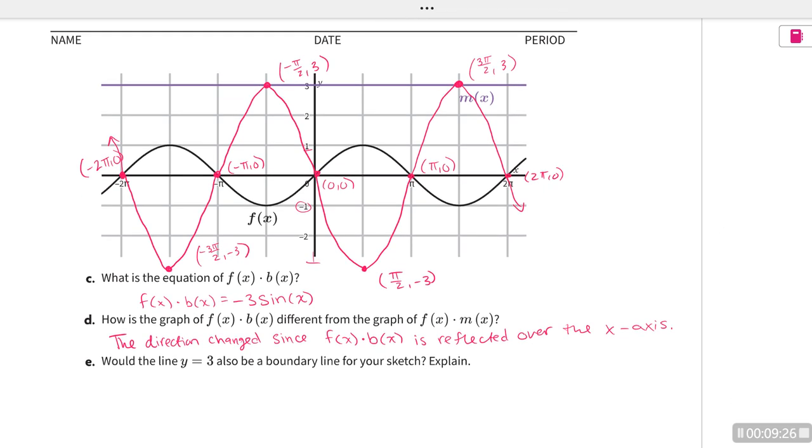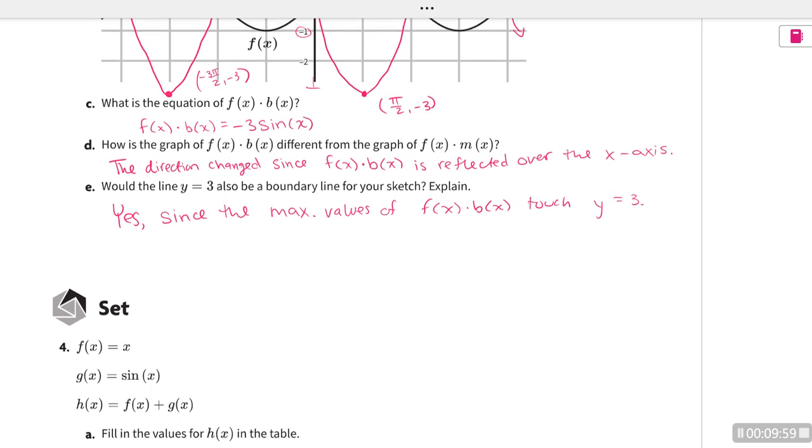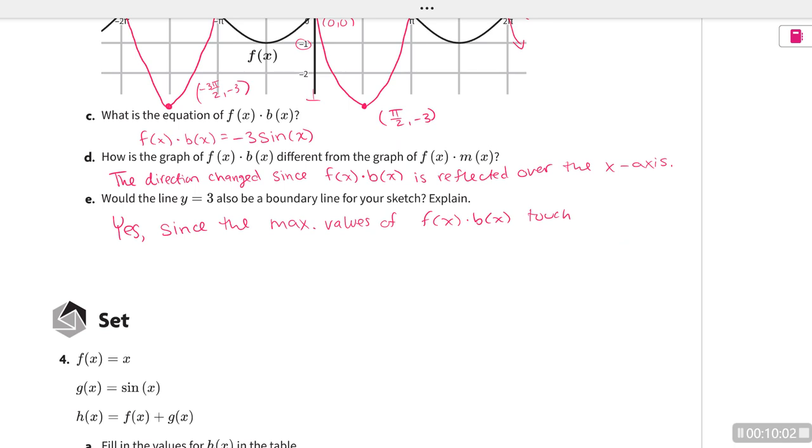So will the line y equals 3 also be a boundary line for your sketch? Yes. Since the maximum values of f of x times b of x touch y equals 3. You could also say they're tangent to y equals 3 because they only touch in one place. Just make that a little neater.